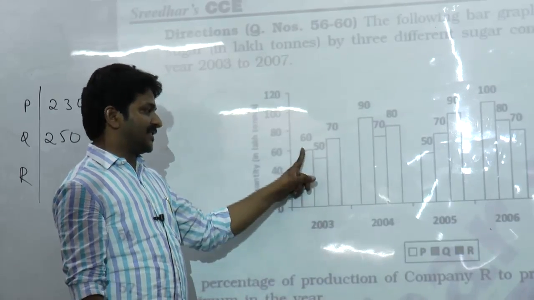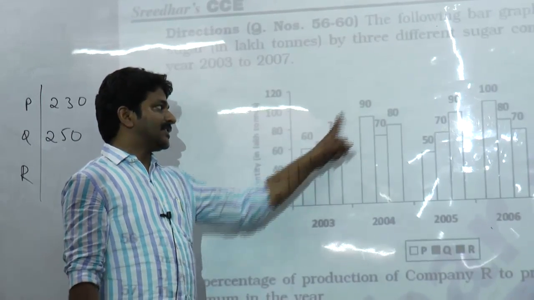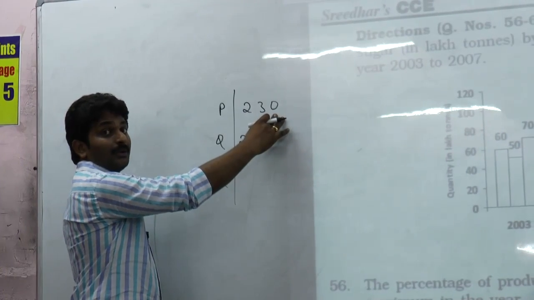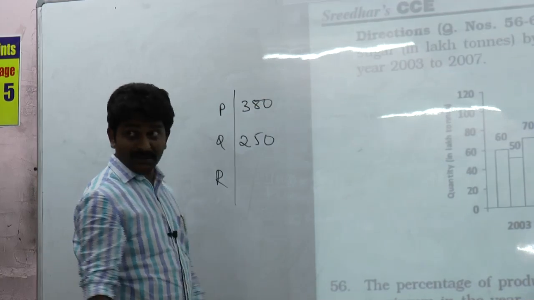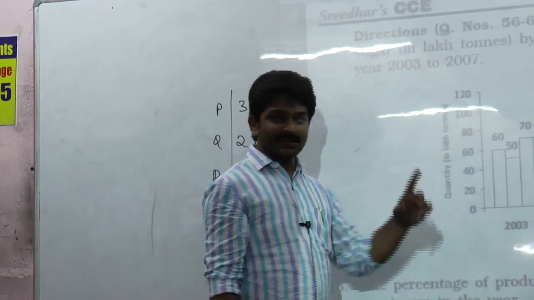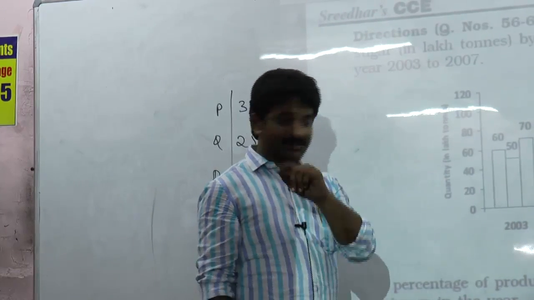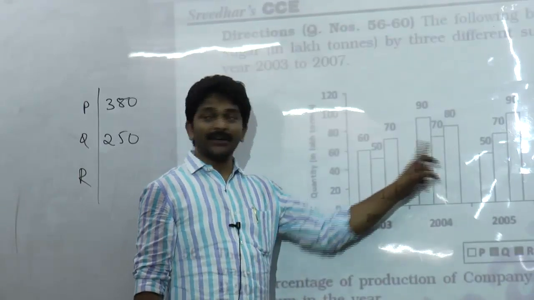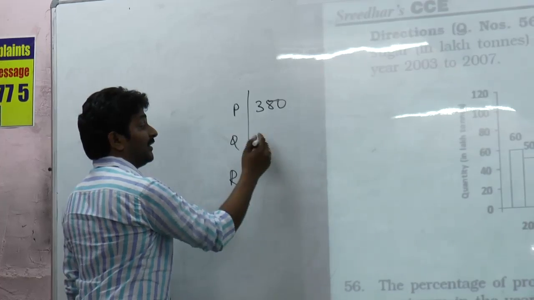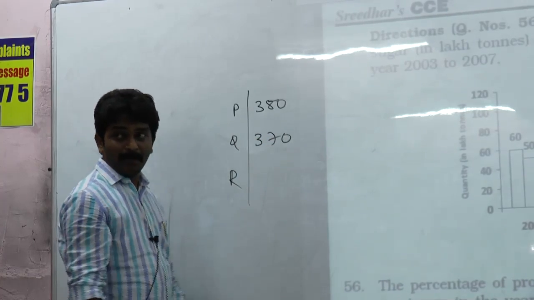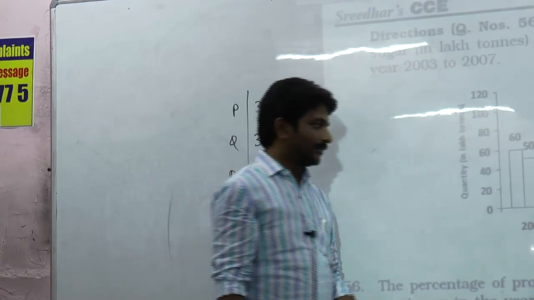P in 2003, 60. In 2004, 90. 60, 90, 150. 150 plus 230, 380, for 5 years together. Q in the last 3 years, we got 250. First 2 years: 50 here, 70 here, 120. 120 plus 250, 370. For R, we have to do it.